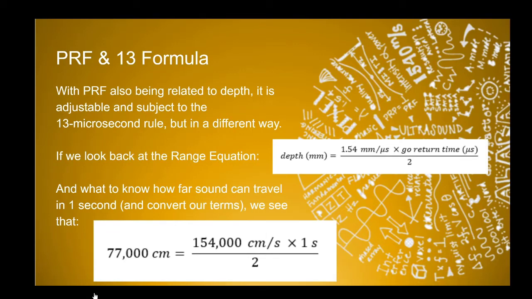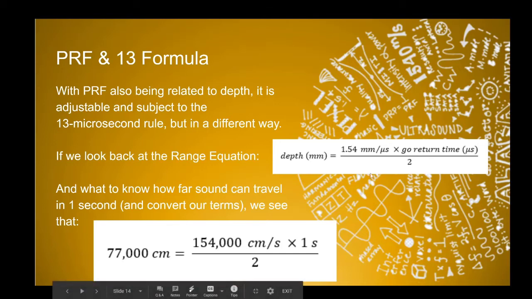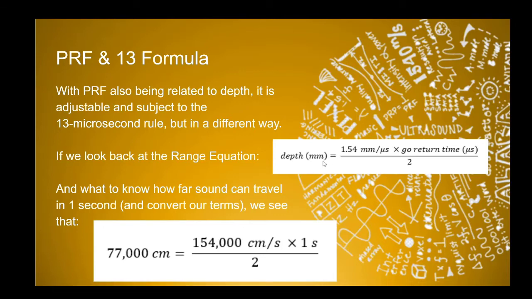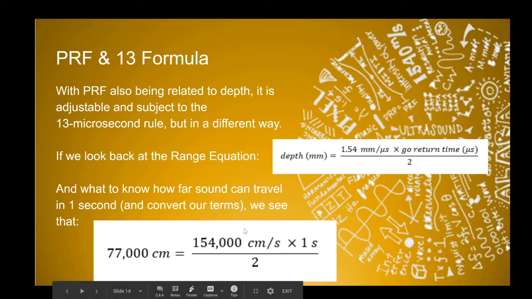So remember that our 13 microsecond rule was derived from the range equation. And the range equation told us that the depth in millimeters is equal to the speed of sound in soft tissue multiplied by how long it took, divided by 2. So if we plug in some numbers just to help us understand this a little better, we can get to something that looks like this. And you'll see that these have been converted up into larger numbers.